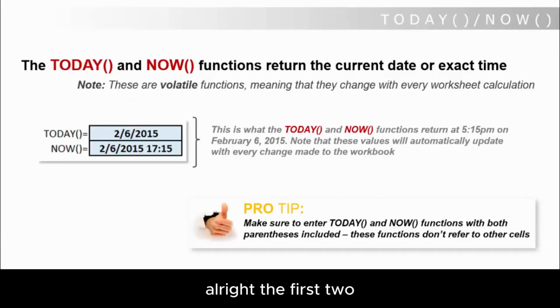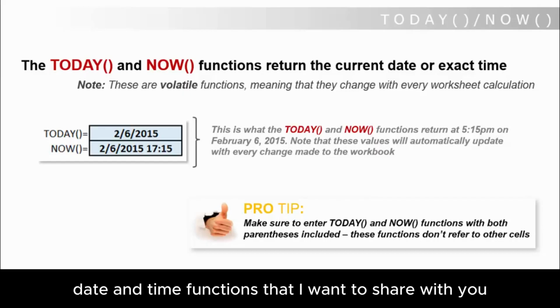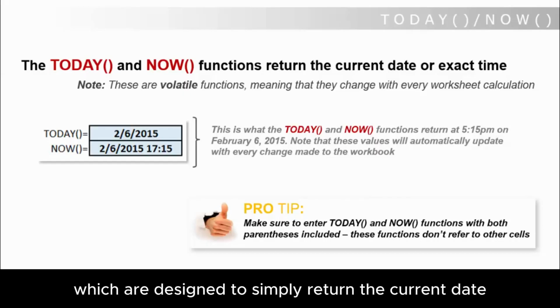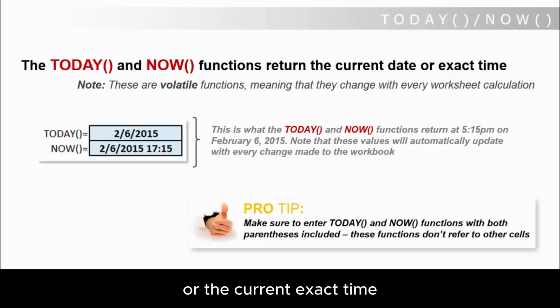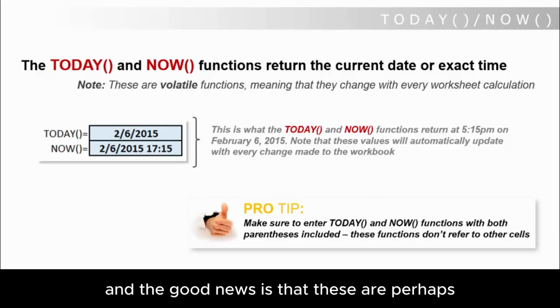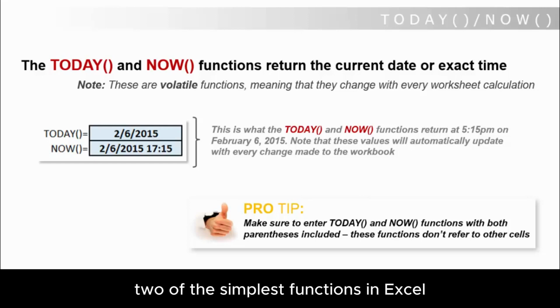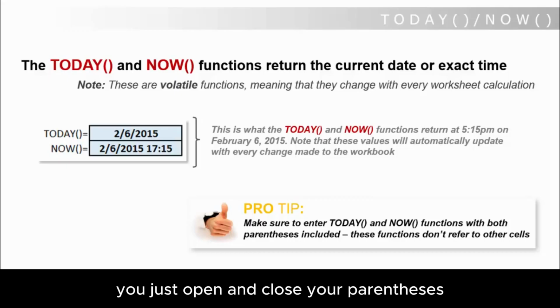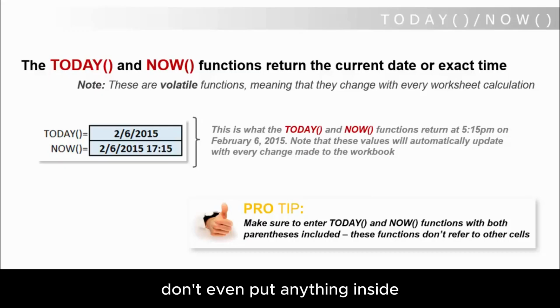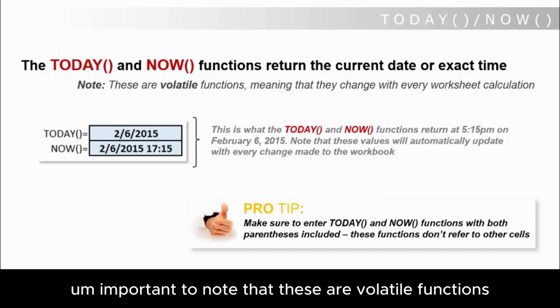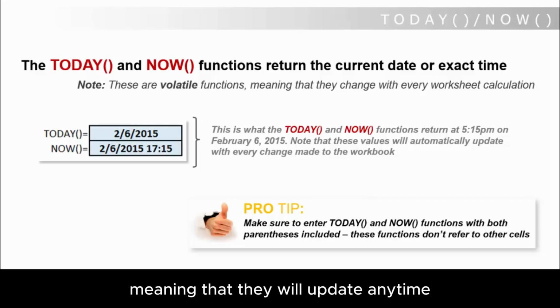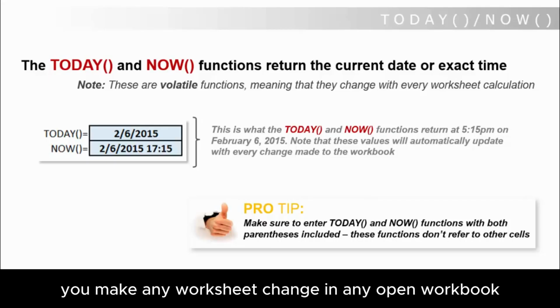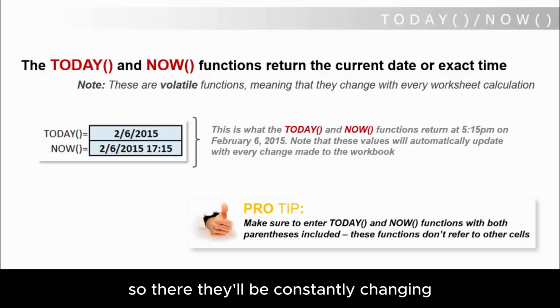All right, the first two date and time functions that I want to share with you are TODAY and NOW, which are designed to simply return the current date or the current exact time. And the good news is that these are perhaps two of the simplest functions in Excel, and they're so simple because they actually don't even refer to other cells. You just open and close your parentheses, don't even put anything inside, call it a day, and you're good to go. Important to note that these are volatile functions, meaning that they will update any time you make any worksheet change in any open workbook, so they'll be constantly changing.